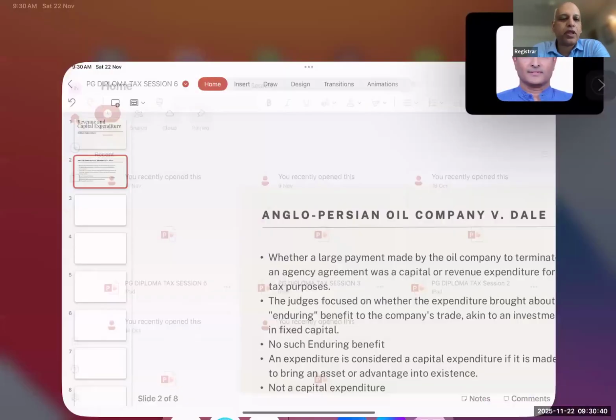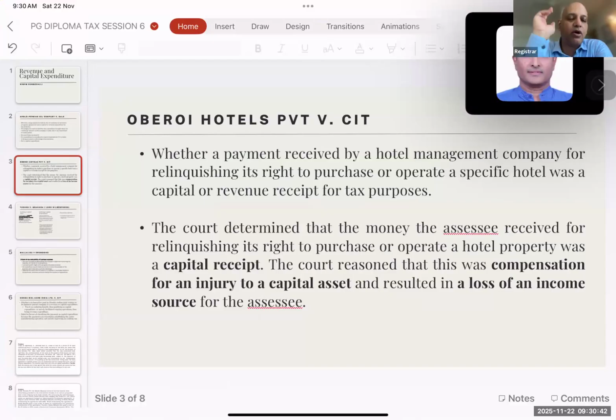All right. Now we go on to the next case, which is not about the difference between capital and revenue expenditure. It's actually about capital versus revenue receipts. But I'm discussing that case here because it's related to my previous point. This is a case called Oberoi Hotels versus CIT, an Indian case, and I usually point out this case to you just to notice the difference between the previous case and this case.